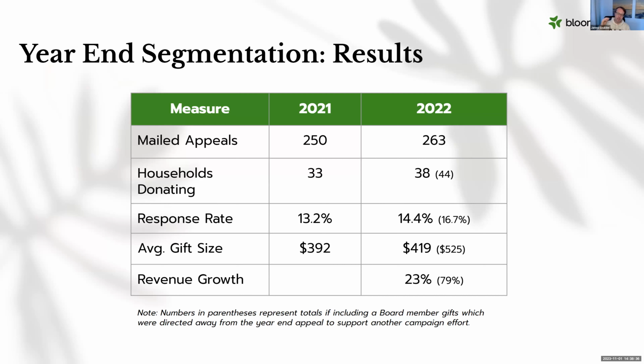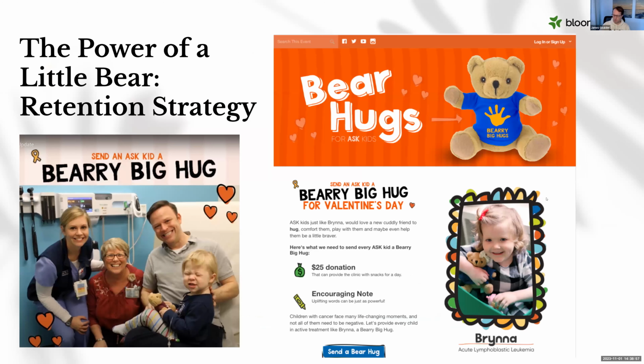So again, they came up with different audiences, and they went in with different ask amounts based on historical giving, and voila, got some really nice results there. So just really nice evidence that digging in and figuring out how to approach people a little bit differently, instead of the one size fits all, really does yield some good results.